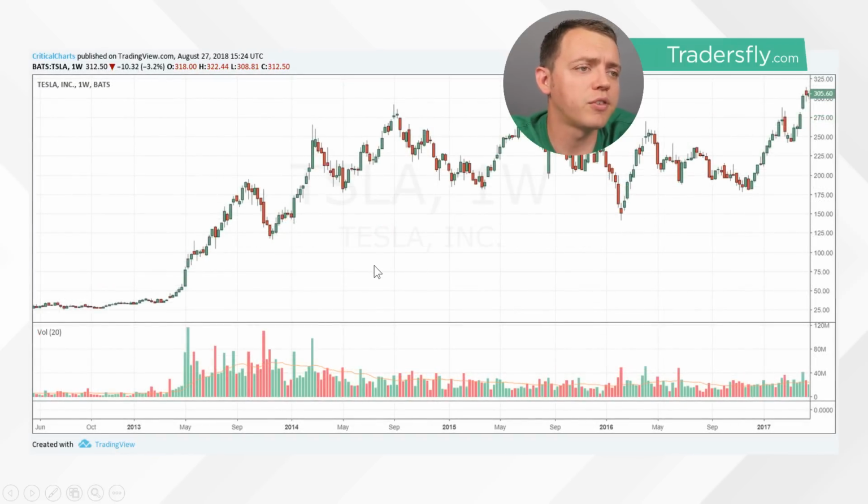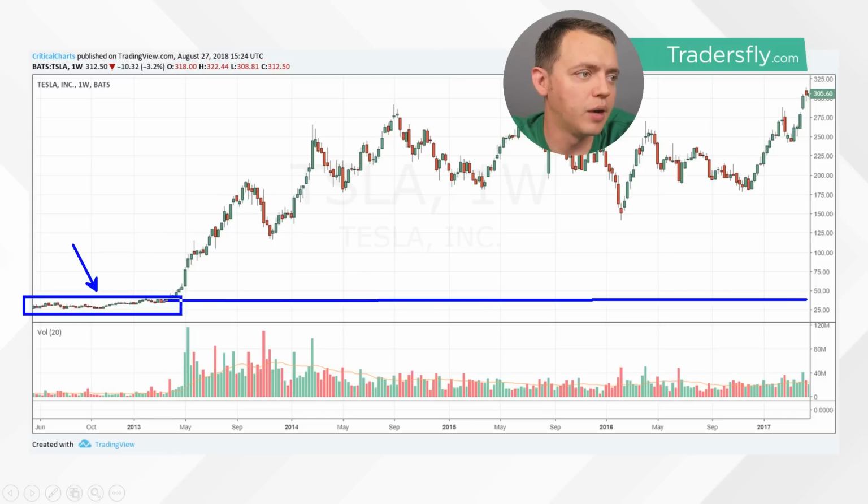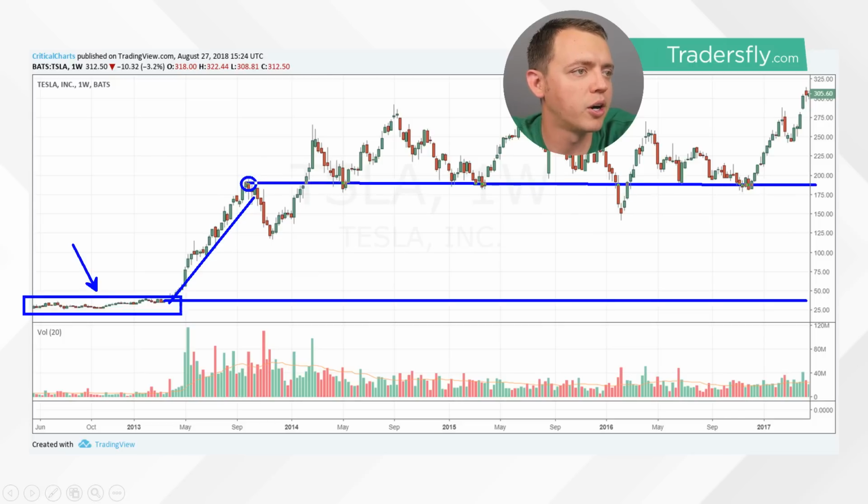Looking at this time frame for Tesla, here we have 2012 to 2013. You can see a digestion period. At that time point, the price was right around $30, $40 per share. After 2013, we started to get a ramp up in prices. Price got into these highs around September, October, and we were at about $180, $190 per share.